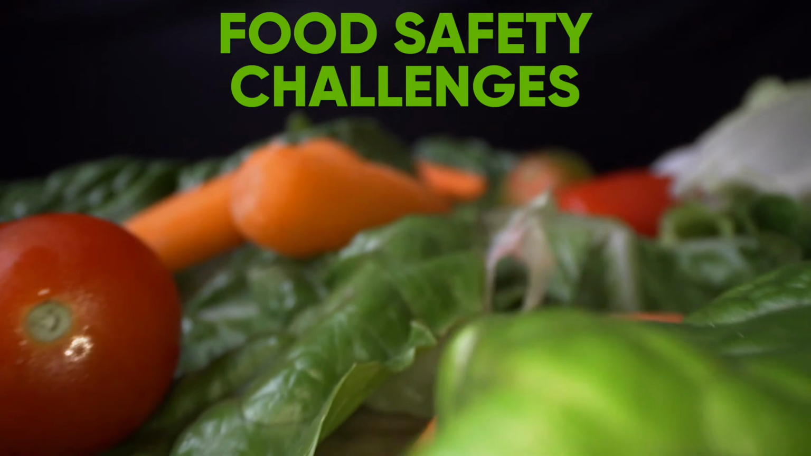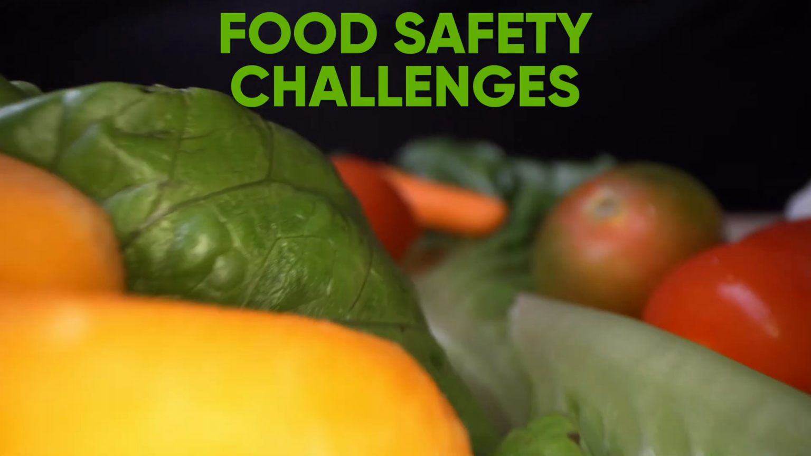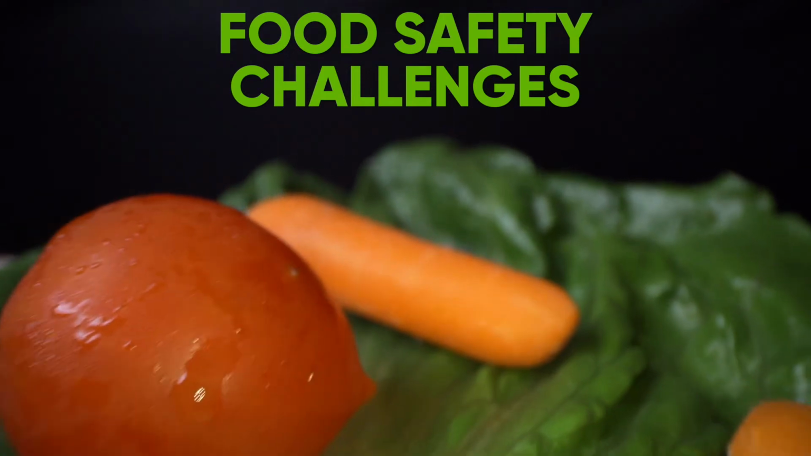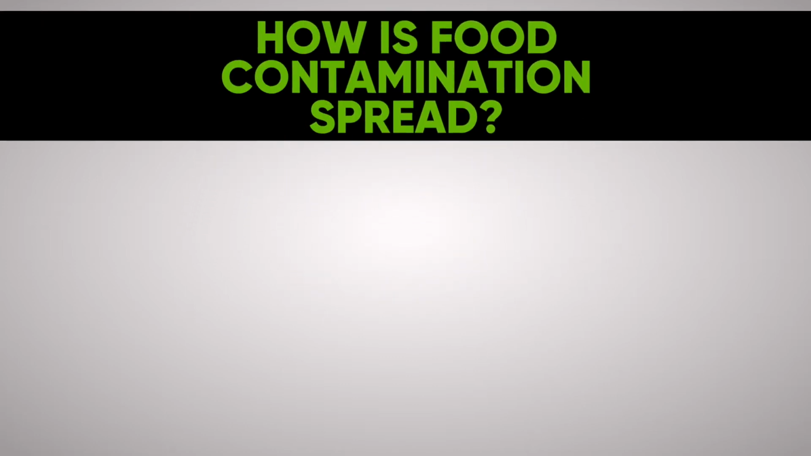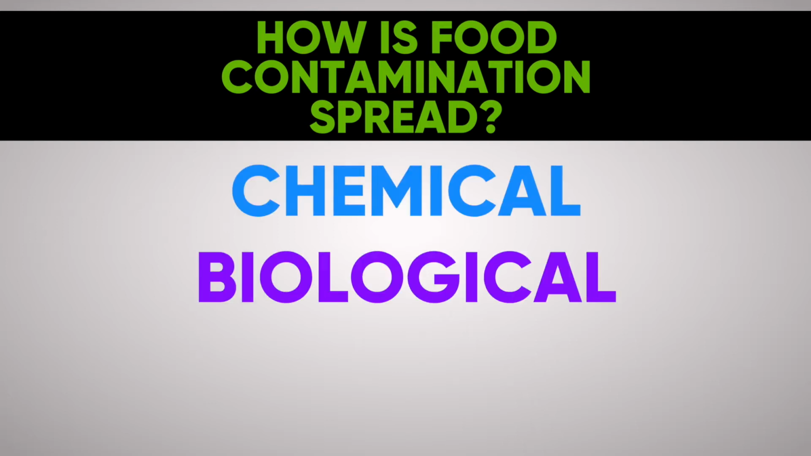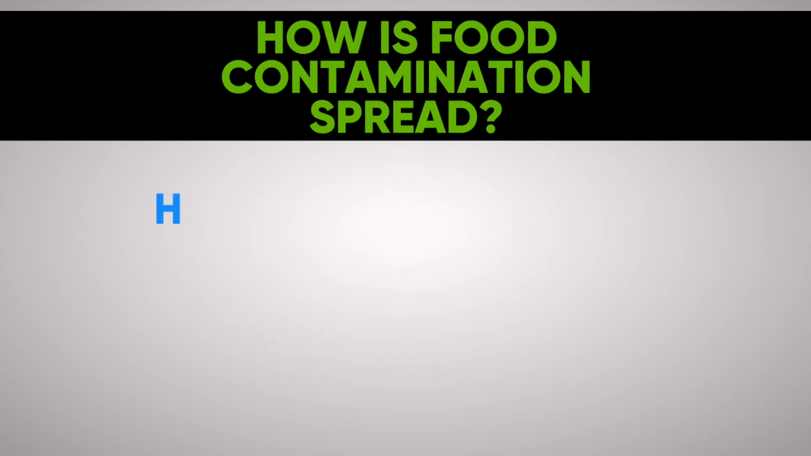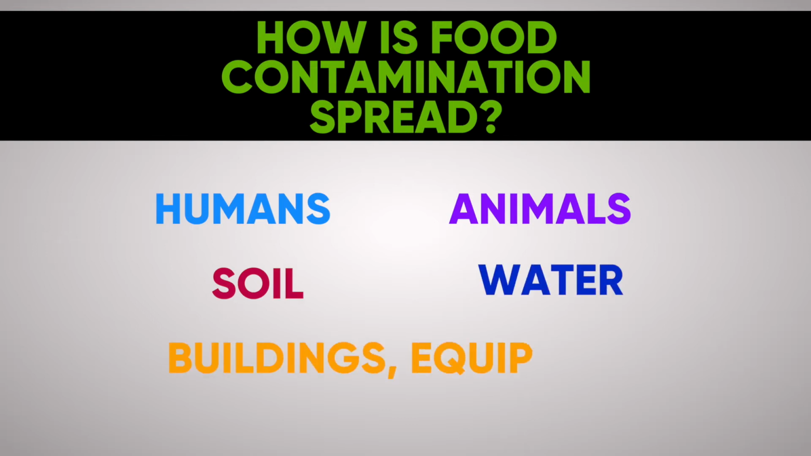For these reasons, the focus of food safety in fruits and vegetables is on preventing contamination from occurring in the first place. Remember, contamination is difficult to remove once present. How is food contamination spread? We have identified the 3 types of food safety hazards: chemical, biological, and physical. These hazards can be caused by 5 contamination sources, which are humans, animals, soil, water, and buildings, equipment, and tools.